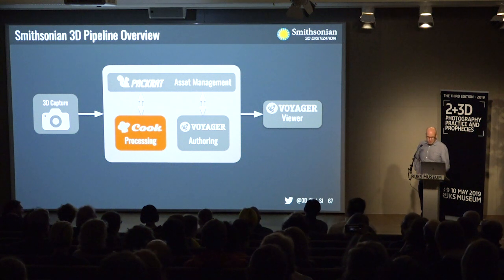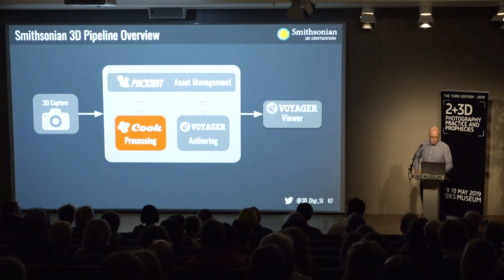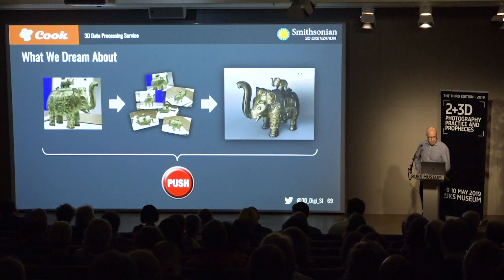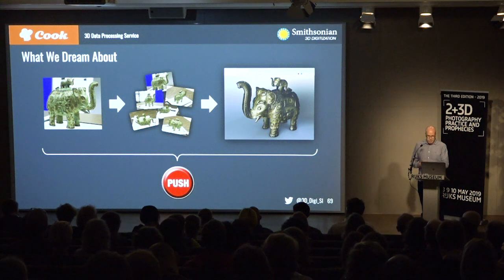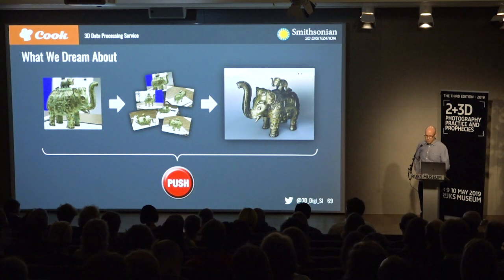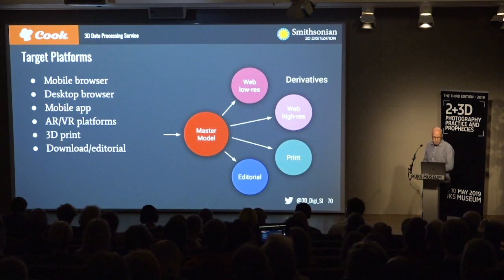So I'm talking about the next two stages in our pipeline. One is the cook, which is our processing service. So whenever the Packard Asset Management needs to process some data, it reaches out to the cook, and the cook takes care of that. So here's our initial dream. We really want, somewhere in the future, to be able to just take a model and then somehow push a magic button and have it delivered to whatever channel we want, on the web or in an application or wherever else. So this is what we basically have in mind.